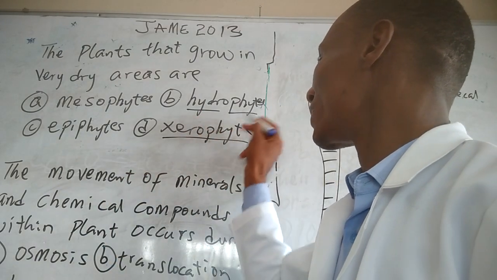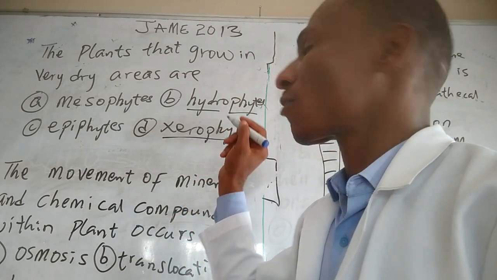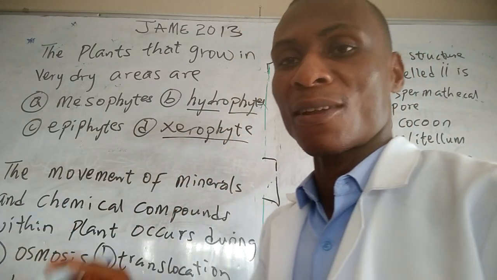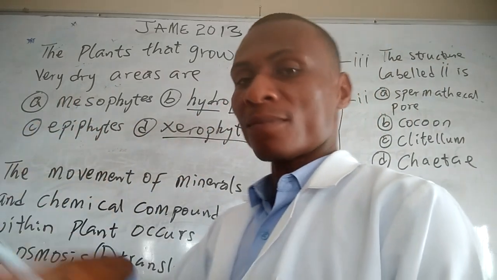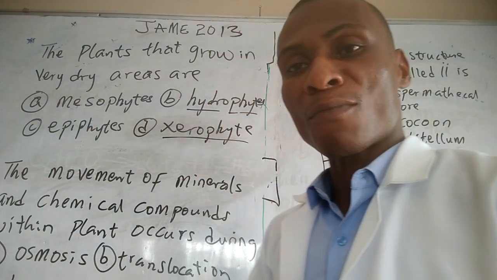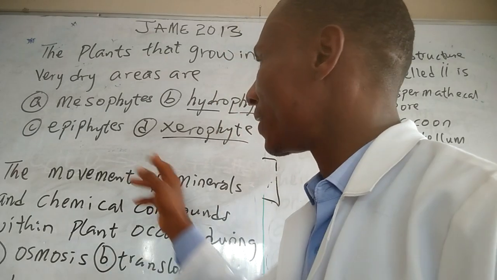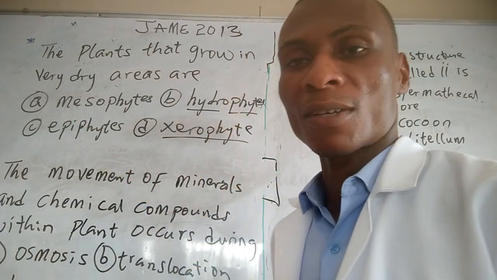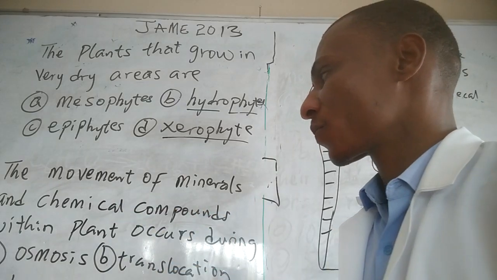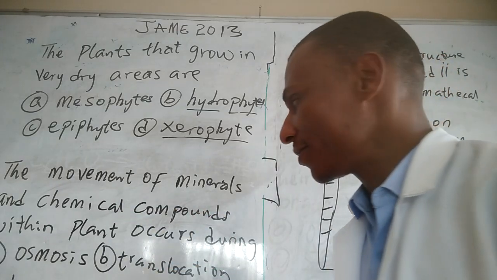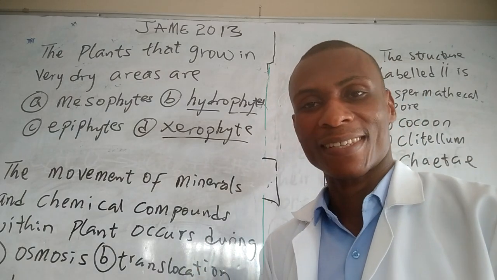The hydro from water. Hydro, water, phyte, representing what? The flora or plant. Now you see, aquatic plants, or plants that do well in a waterlogged or aquatic environment, we call them what? The hydrophyte. Meso, in between, moderate temperature plants, we call them what? The mesophyte. So the correct answer is what? The xerophyte.